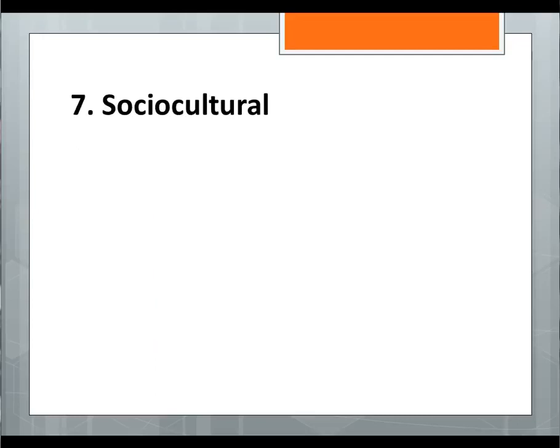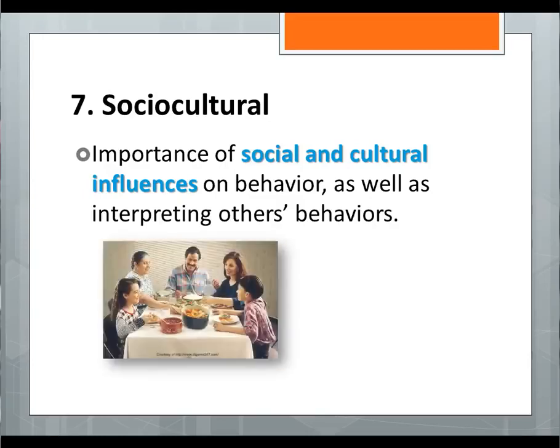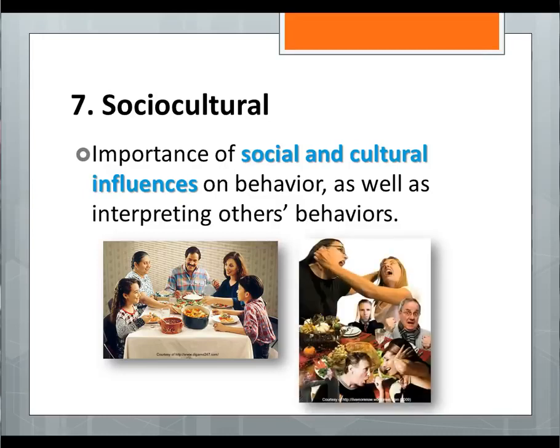And then our last one is sociocultural. If you break down sociocultural, we're talking about society and culture. So the importance of our social and cultural influences on our behavior, and most importantly, how we then interpret others' behaviors. For example, my family growing up, our conversations always were very orderly, we take turns, and we apologize for interrupting. Well, my spouse's family, not so much. They interrupt each other all the time, they raise their voices, and the loudest always wins.